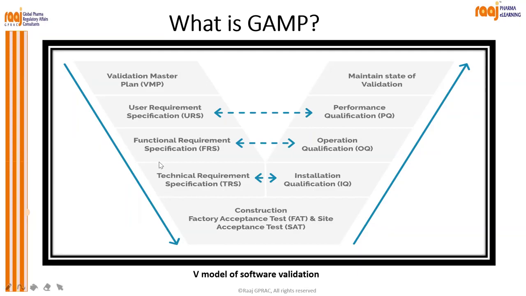Am I right? So any equipment or any machine which has a computerized system has to be validated. And during validation, this V model is implemented, which starts from your validation master plan, URS, FRS, TRS, FAT and SAT. And when it goes to site, IQ, OQ, PQ, and then you have to maintain all the records.